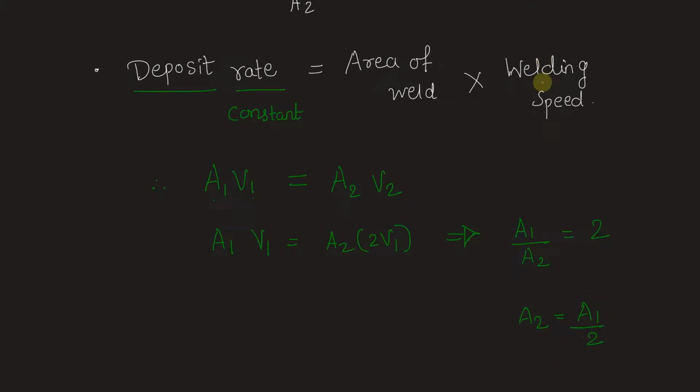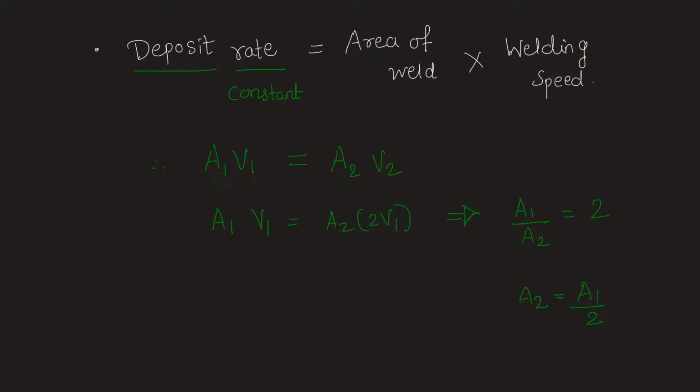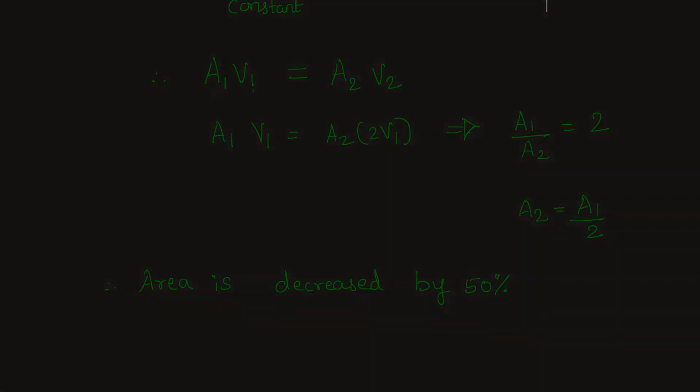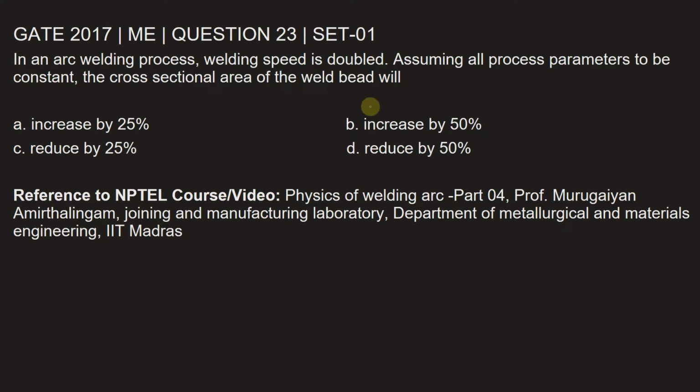So if weld speed is being doubled, area is halved. And when it is halved, that is, it is decreased by 50%. Hence we can say area is decreased by 50%. The option here which is correct is reduced by 50%, option D.